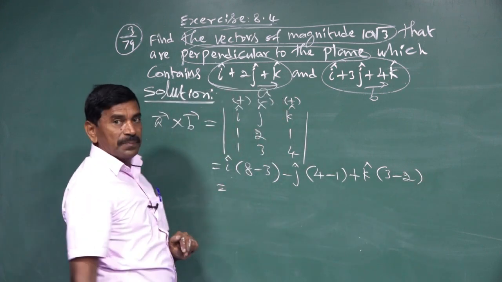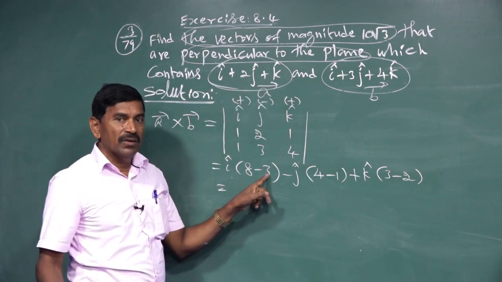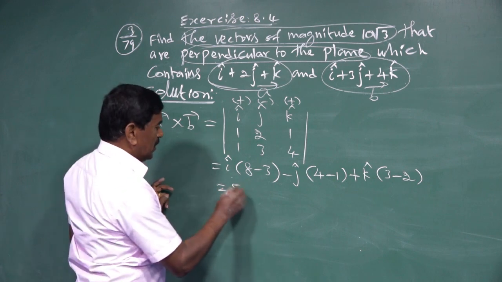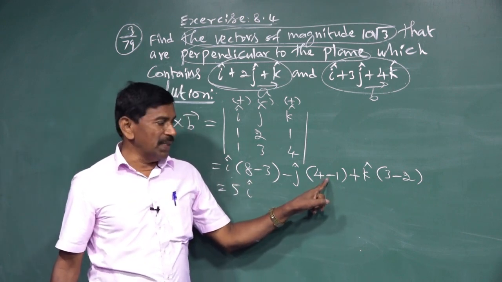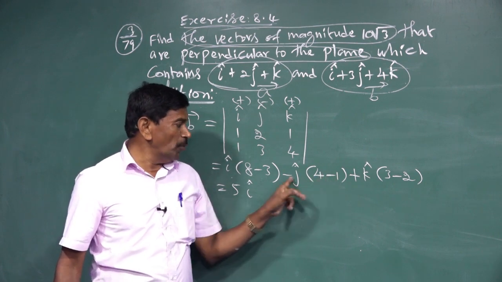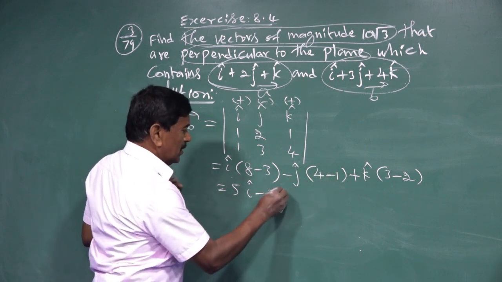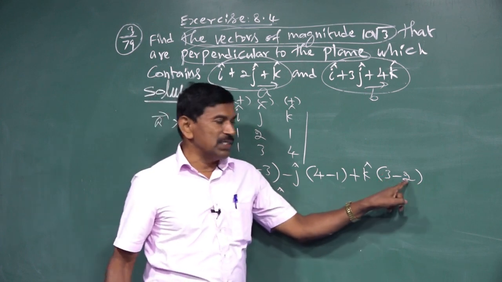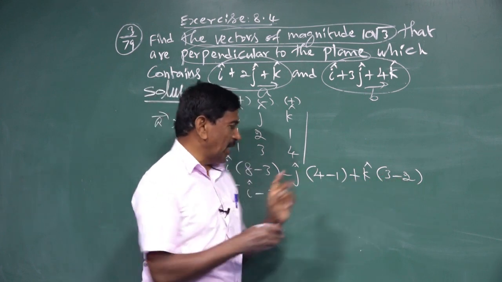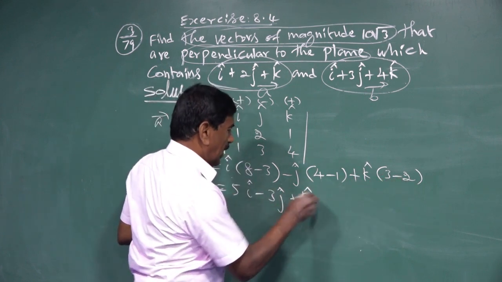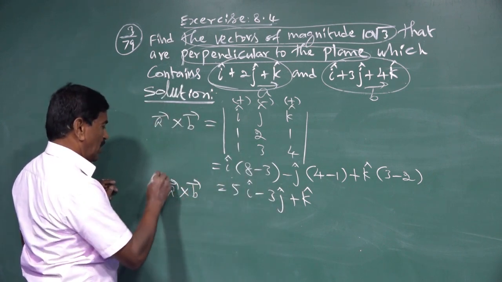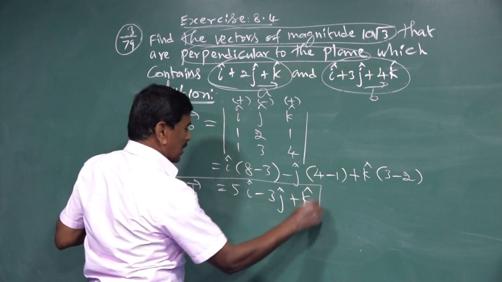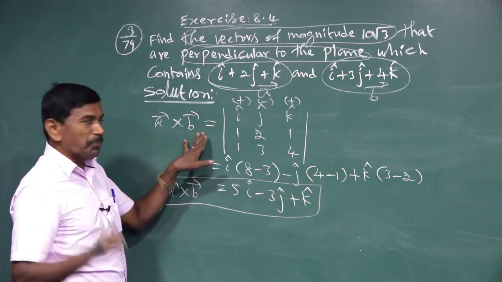Now, 8 minus 3 is 5, so 5 into i cap is 5i cap. Next, 4 minus 1 is 3, and 3 into minus j gives minus 3j cap. Then 3 minus 2 is 1, and 1 into k cap gives plus k cap. This is the left hand side, a vector cross b vector. So a vector cross b vector is completed, which is step 1, a cross b.